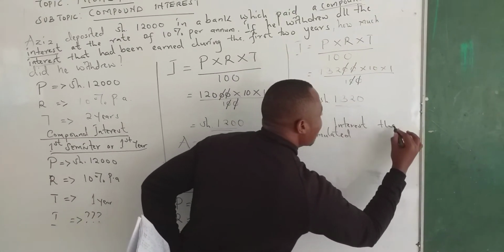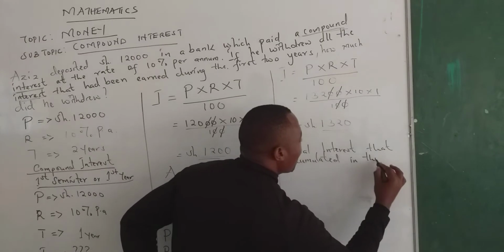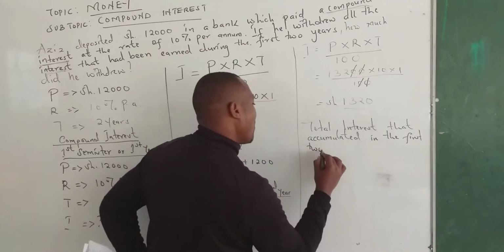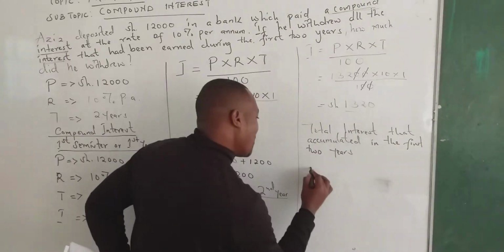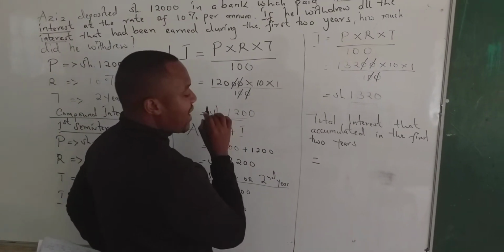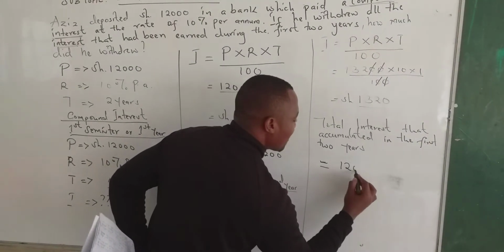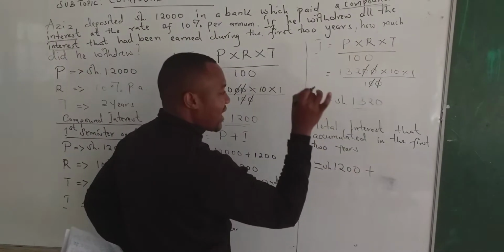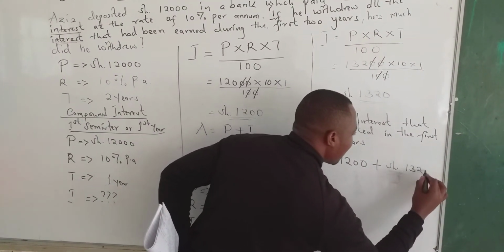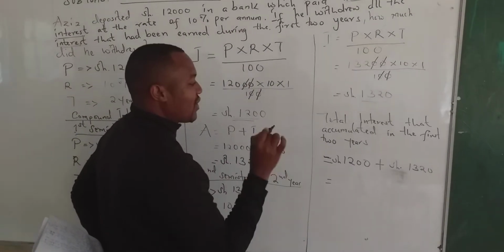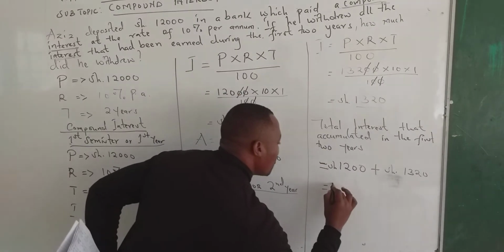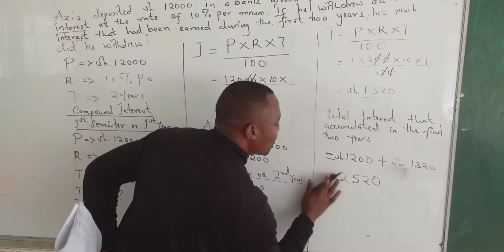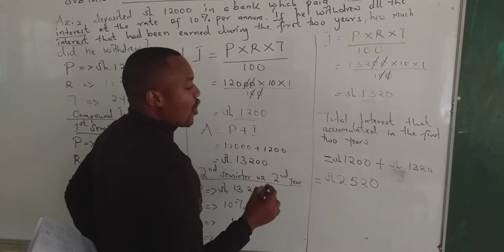The total interest that accumulated in the first 2 years. So that is the first interest, the interest of our first semester, which was 1,200 shillings, plus the second interest of our second semester, which is 1,320. So in total, the total interest accumulated in the first 2 years is 2,520 shillings.